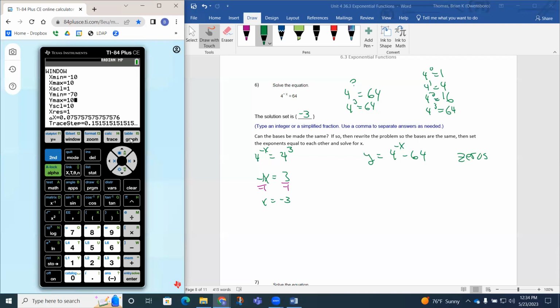If I hit graph now, notice how I can see my graph a little better. Notice that the 0 is actually at negative 3, and that's what we picked up on. Remember, you also go to calculate. If I want to find zeros, a 0 is the same thing as solving for x. Go to the left bound, hit enter, go to the right of that, hit enter a third time, and it does take you to negative 3. So you can also find zeros of this, and it would give you the solution. It's probably easier to just do it algebraically.